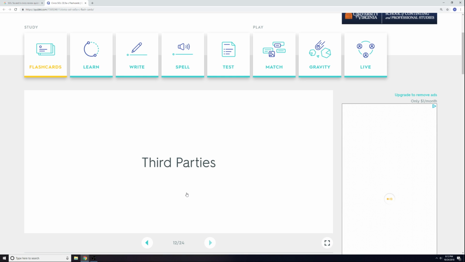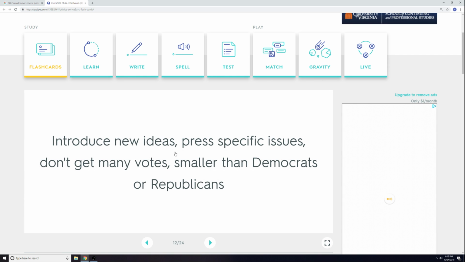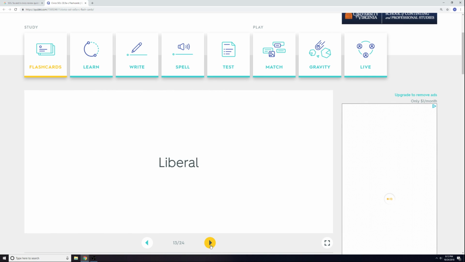Third parties. Their goal is to introduce new ideas or focus on one issue. So besides focusing on one issue or introducing a new idea, what do third parties revolve around? What do third parties revolve around? A political personality, not problems, a political personality.